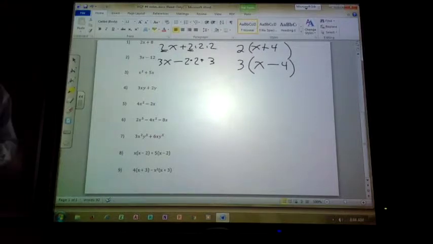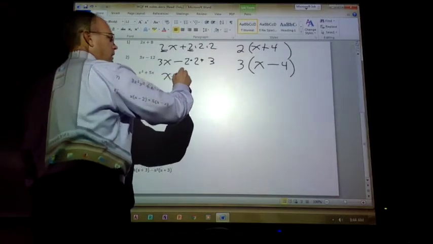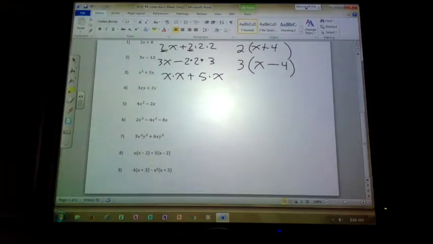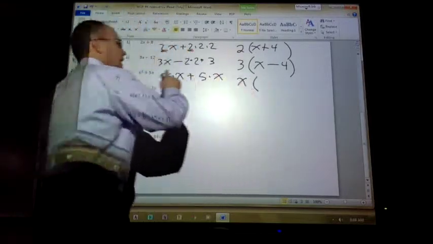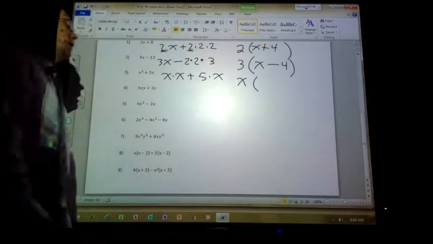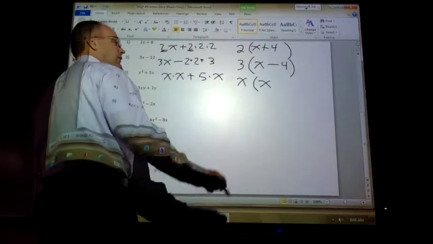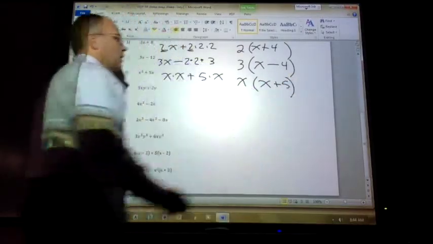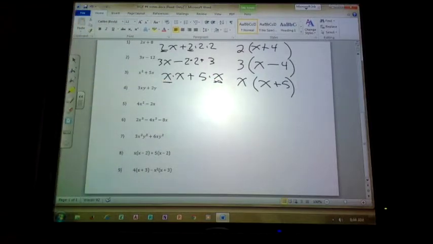x squared. How do I break down x squared? What is that? x times x. So I got x times x plus 5 times x. What does appear I have in common between the two of those? x. So if I factor an x out of xx, what do I have left? And if I factor an x out of 5x, excuse me, 5x, what do I have left? 5, and the plus comes along for the ride. Wait, what did you factor? An x. Cool? Everyone still with me?